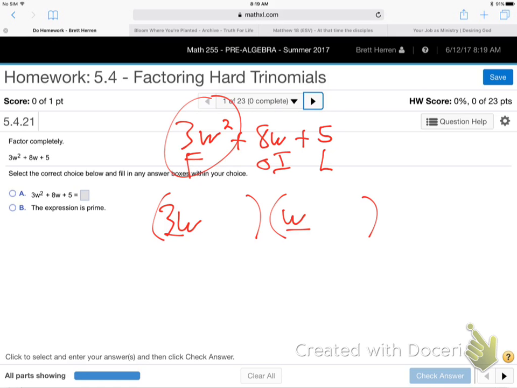Now, where do we go from here? Last times last to make last. How's that going to work?